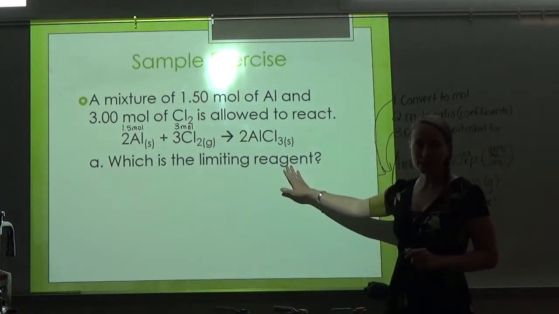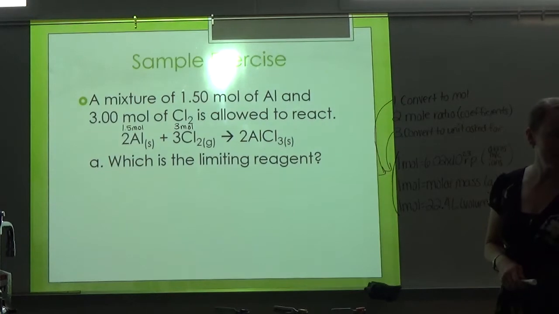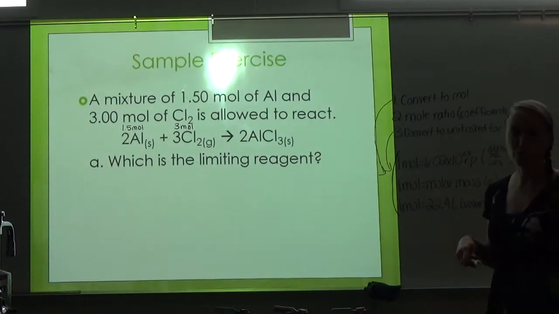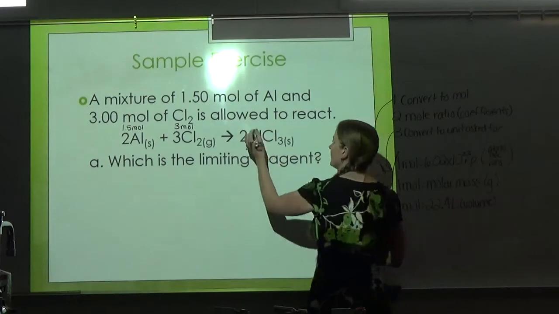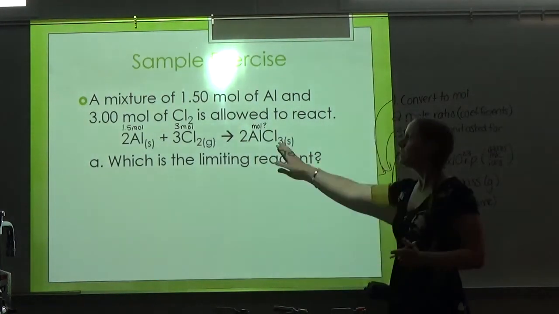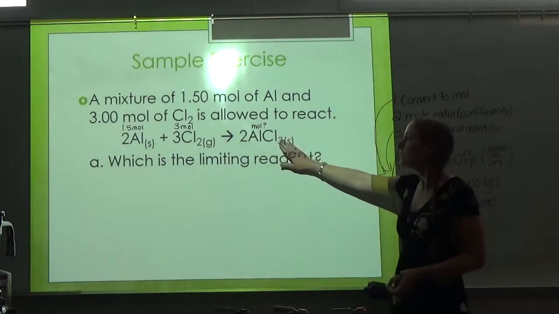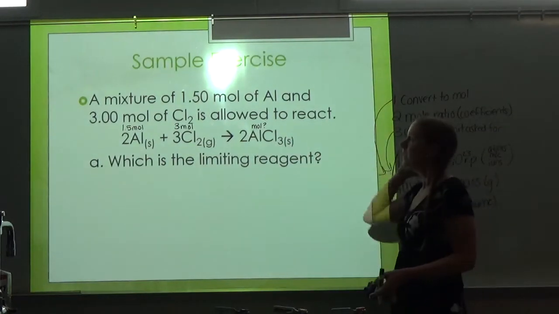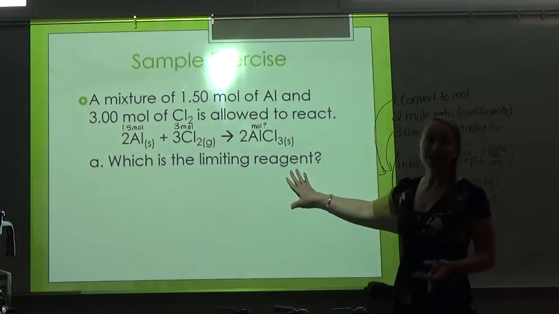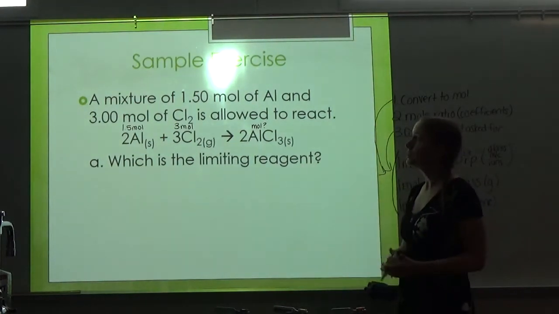So I can see this is part A, so let me just click to the next slide real quick to see what part B is. So part B says how many moles of AlCl3 are formed. Okay, so now that I can see part B, I'm going to put a mole and a question mark here, just so I know that's what I'm trying to go to. I know clearly this is the only option as a product, but I just wanted to know what I am trying to solve for. Okay, so in the process, I can figure out which one is the limiting reagent.